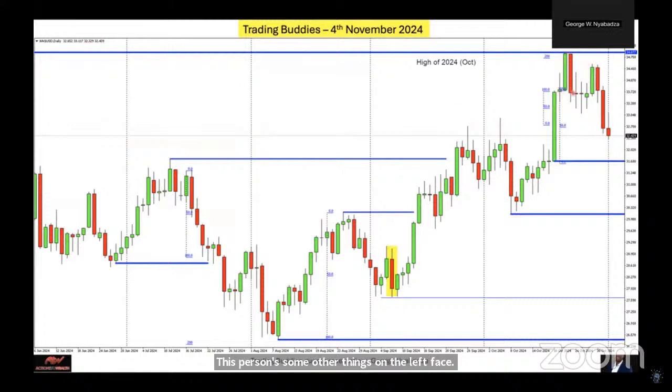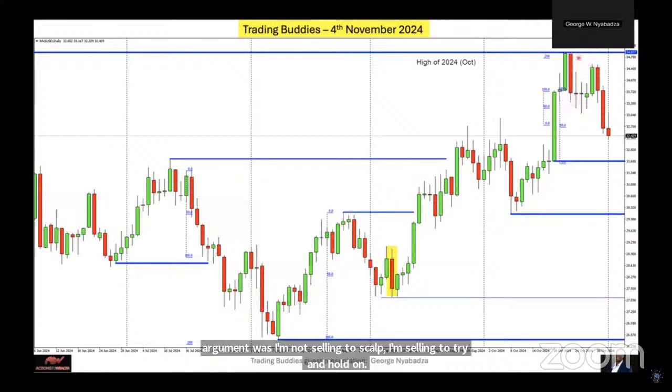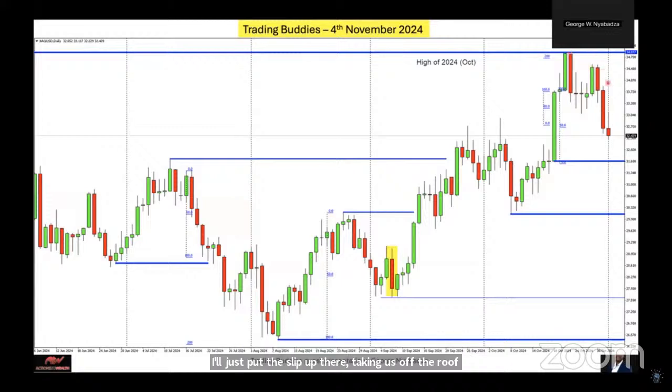There's possibly some other things on the left that's causing that. Micro double top, beautiful for the bears. No follow through. So if it's sold, classic case, we sold. My argument, because I'm not selling to scalp, I'm selling to try and hold long. I would have put the stop up there, taken off the risk, and then just hold. Be prepared to get stopped out at half because this might happen. Micro double top, lower high, fantastic.